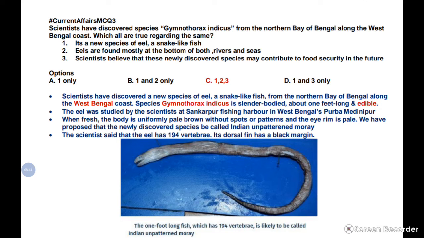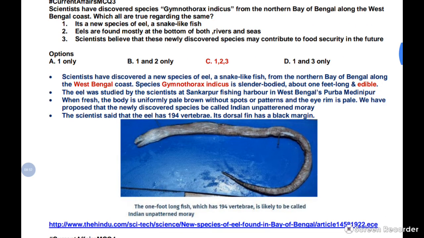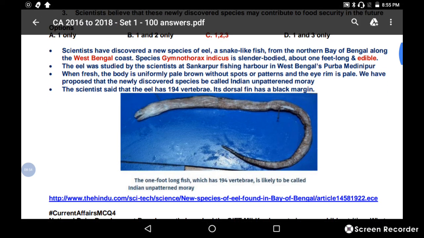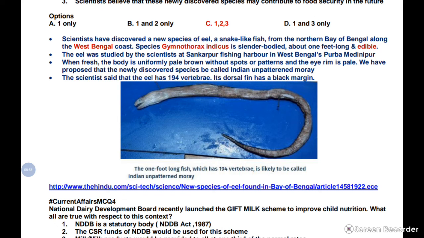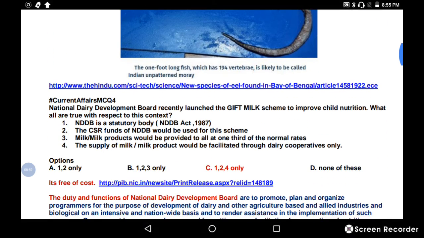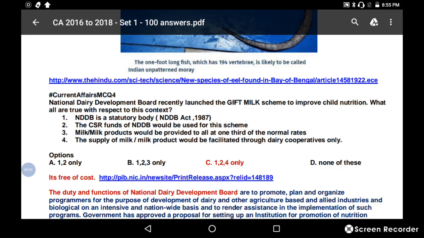So the three statements are true. First, it's a snake-like fish; second, it is there in both rivers and seas; and third, it ensures food security in the future because it is edible. So this is a single news item that came in The Hindu at that time. Each news link is there, so you can confirm whether it is a valid question or not. Everything will be there from August 2016 to May 2018. Even in the 2019 current affairs, we have the exact news links and PIB links.